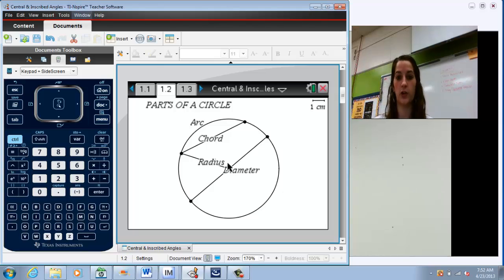The radius, which you should have seen before, is any segment with endpoints that are the center and a point on the circle. And the diameter is a chord which passes through the center of the circle.